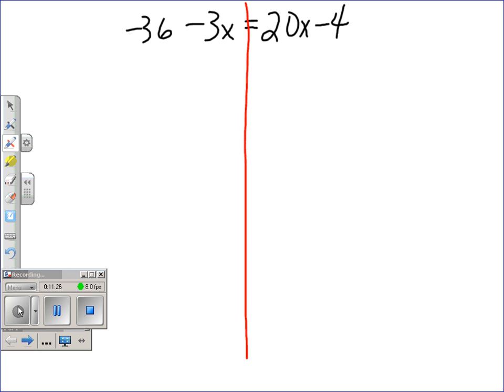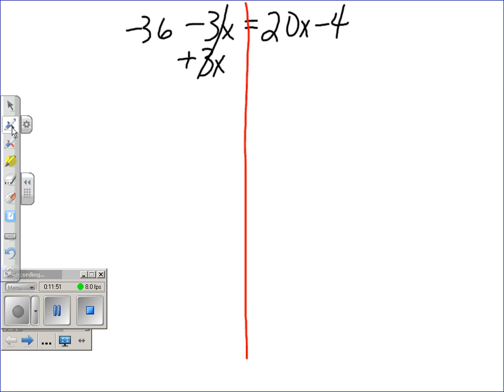Here's our fence. The whole idea is to get x alone on one side or the other. Now remember, we said when you have a choice, when you have an x on the left and an x on the right, eliminate the lower x. Well, negative 3x is lower. How do I get rid of a negative 3x? Well, think of it as a minus 3x. How do you get rid of minus? You add, you plus. So instead of minus and 3x, I'm going to add 3x. That's going to make the 3x go away.